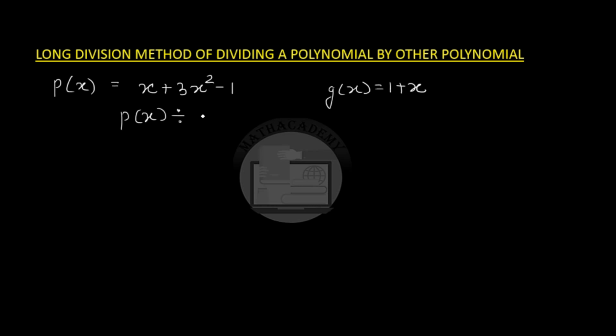Suppose we have a polynomial p of x which is x plus 3x square minus 1, and we have another polynomial g of x which is 1 plus x. We have to divide p of x by g of x. We learned the long division method in primary school when we divided two numbers. In this case also we will write the divisor and the dividend the same way. So p of x becomes the dividend and g of x becomes the divisor.